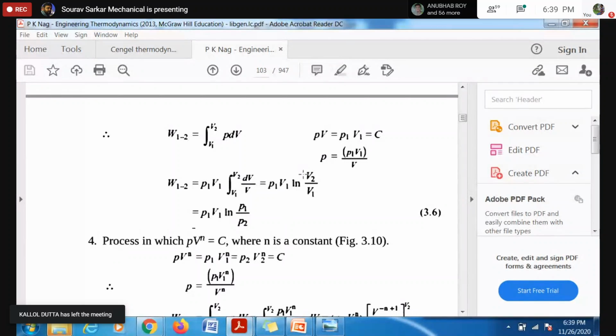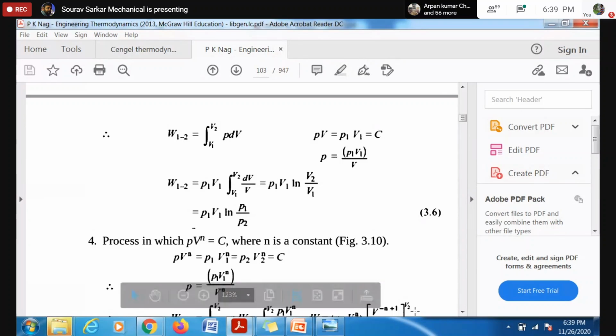And we know that V is inversely proportional to P. So V2 can be replaced by 1 by P2 and V1 can be replaced by 1 by P1. So it will finally become P1 V1 ln P1 by P2, or maybe it can be written as P1 V1 ln V2 by V1.